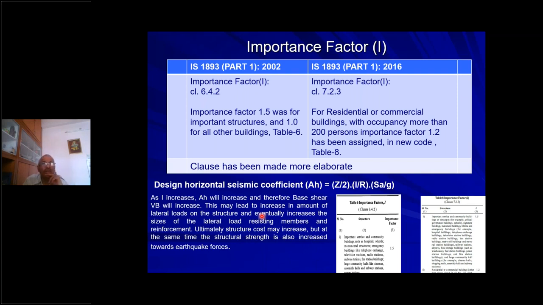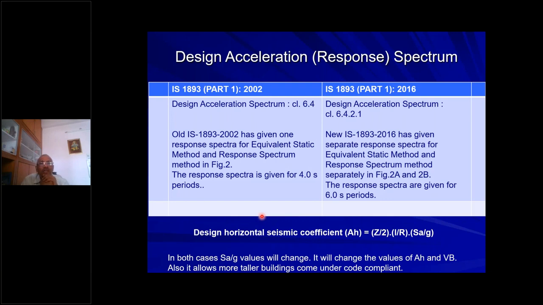Now coming to another change in the code of practice, with reference to the design acceleration spectrum, which we call the response spectrum. In this presentation, whenever I say old code, it means IS 1893 2002. Whenever I say new code, it means IS 1893 2016. In the old code, the spectrum for the equivalent static method is drawn or given up to 4 seconds of time period.